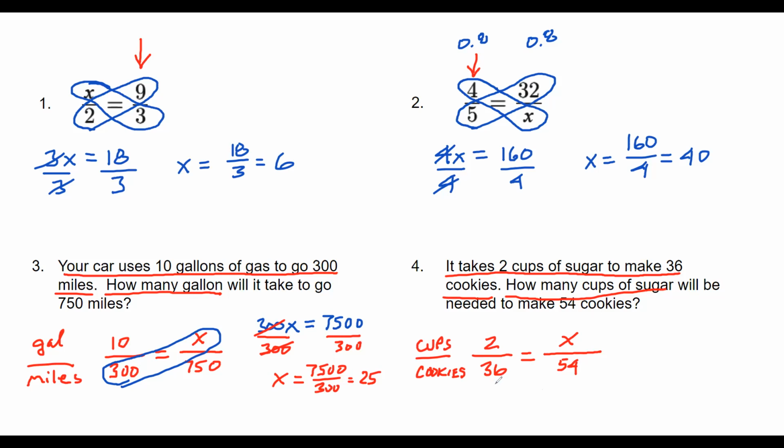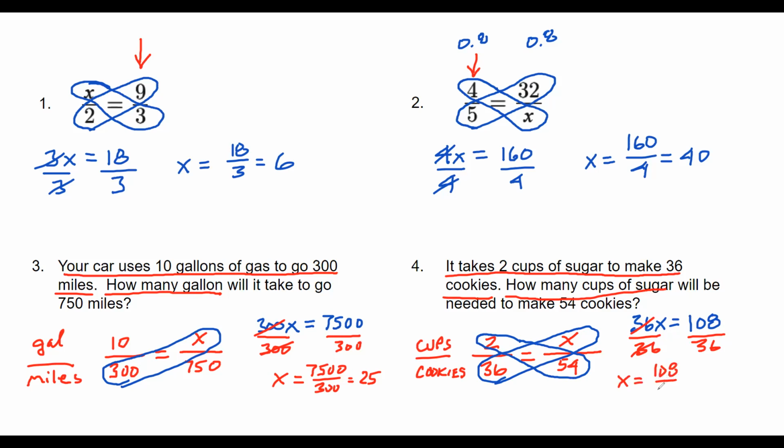Let's cross multiply. 36 times X is 36X. 2 times 54 is 108. Now we divide both sides by what X is being multiplied by, which is 36. We cancel that out. X is equal to 108 divided by 36, which is 3 cups of sugar.